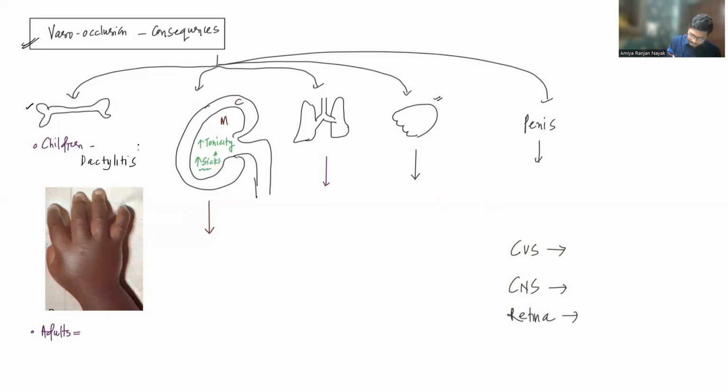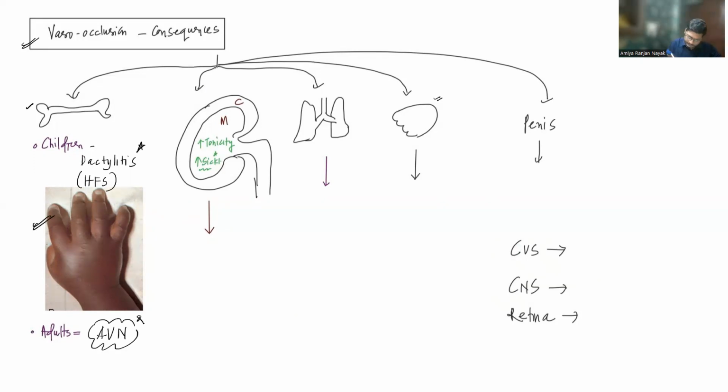Especially in children, they will tend to involve the hands and feet. That is also known as hand-foot syndrome. In children, it affects the hands and feet and causes necrosis and inflammation, known as dactylitis or hand-foot syndrome. In adults, they will more likely cause avascular necrosis. We will discuss this when we discuss bone pathology. I'm not going to discuss it more here.